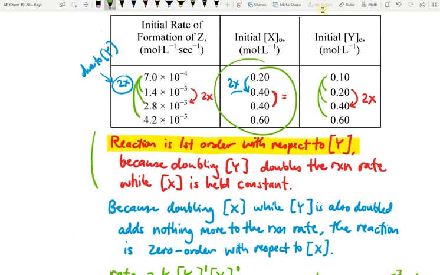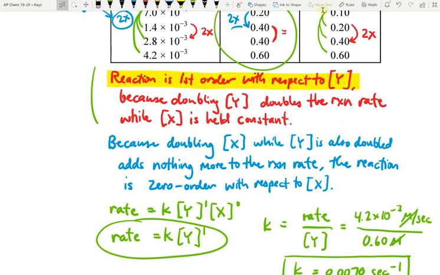And then with that in mind, we were able to take it a little further and say, okay, if Y is first order, then what additional impact is the doubling of X having on the reaction rate in trials 1 and 2? And the answer was it wasn't having any effect at all. So that's a zero order relationship for X to this reaction rate.